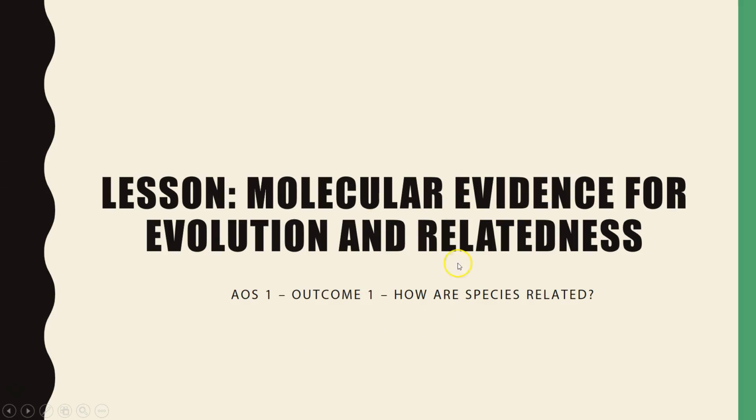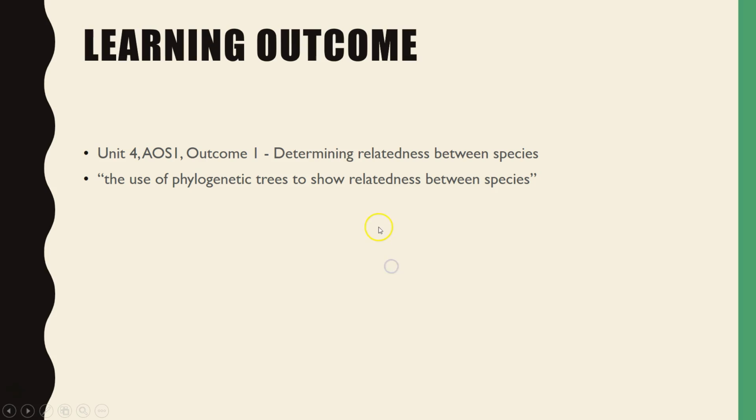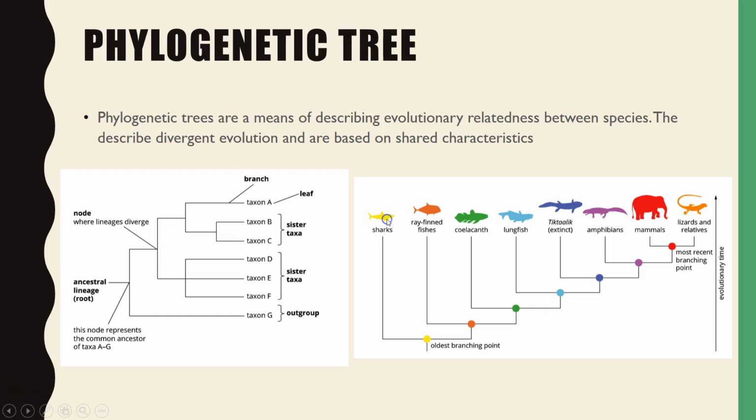We're going to be looking at molecular evidence for evolution and relatedness. Specifically, we're going to be looking at phylogenetic trees to show relatedness between species. So we've looked at molecular evidence and how that can be used to determine relatedness between species, and now we're going to put this into practice of what it would look like in an evolutionary relationship.